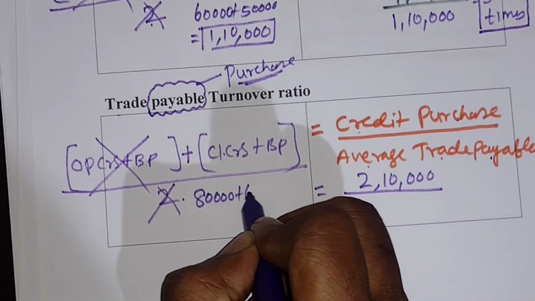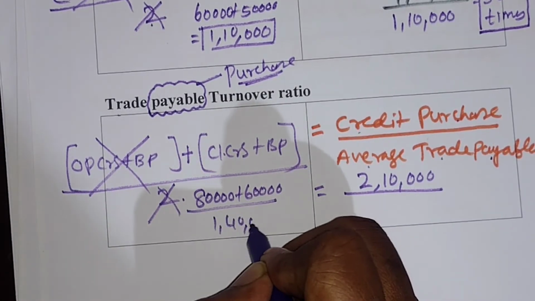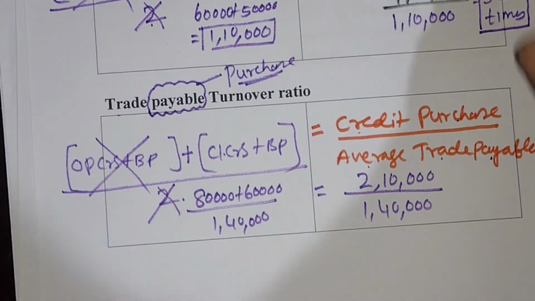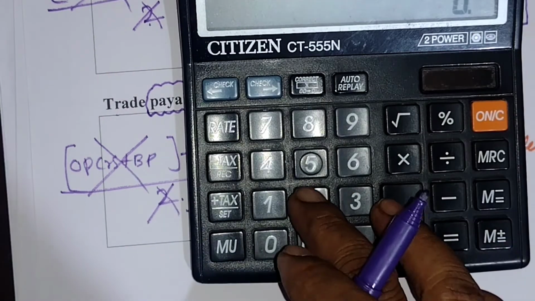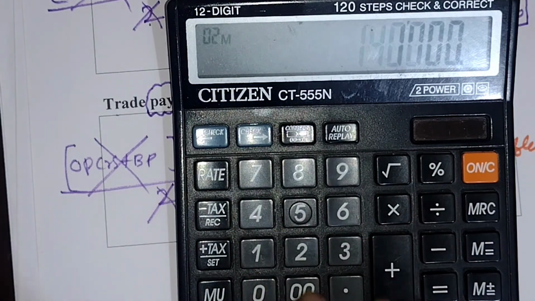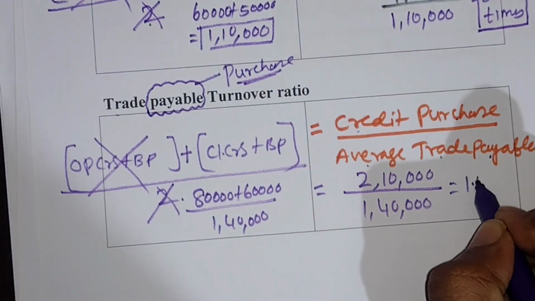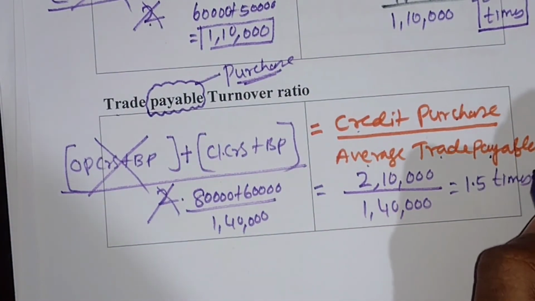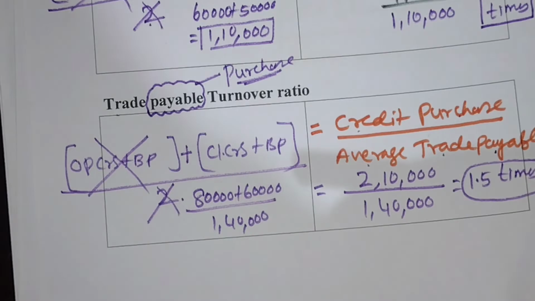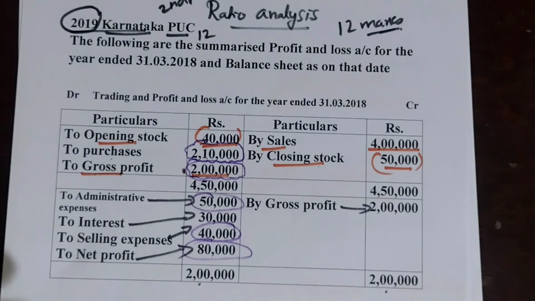80,000 plus 60,000 is equal to 1,40,000. So 2,10,000 divided by 1,40,000 is equal to 1.5 times. So out of 6 calculations, 3 calculations are over. Coming to the next one, the gross profit ratio.